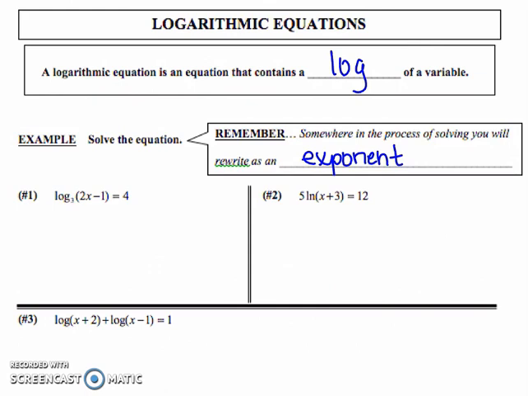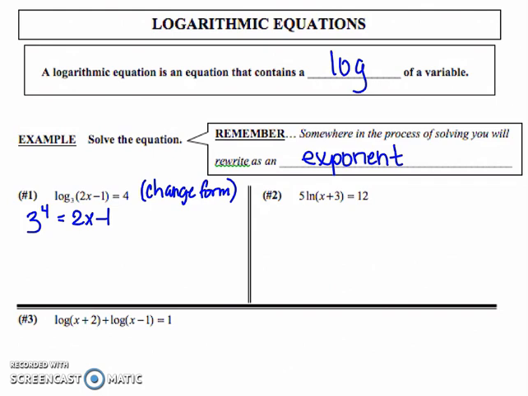Let's take a look at our first example. Example number 1, we have log base 3 of 2x minus 1 equals 4. Well, if my variable is inside of my log, my first step is going to be to change form. I'm going to begin with the base. If the base of my log is 3, the base of my exponent will be 3. So 3, the power is always on the other side of the equal sign. 3 to the 4th power equals 2x minus 1.